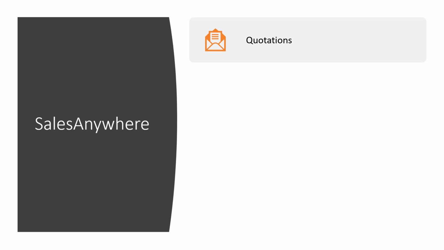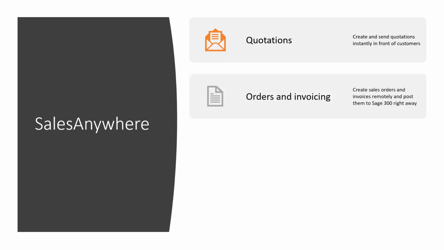First, quotations. For salespeople, it would be great to be able to create and send quotations instantly in front of customers, and probably even before the salesman leaves the customer's office. They can create orders and invoices and then post them directly into Sage 300. And if payment is involved, for example, if the customer makes a down payment when ordering, these payments can be captured as well and posted into AR as AR receipts.